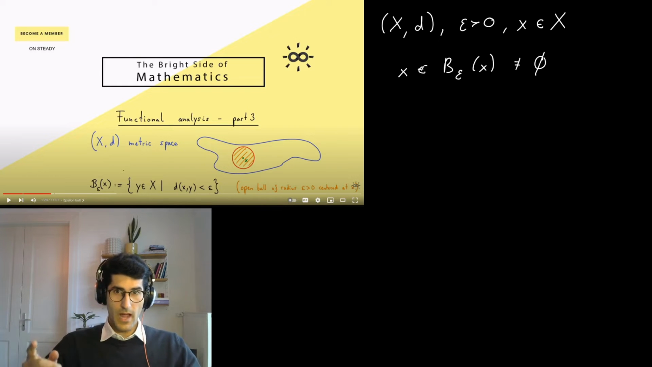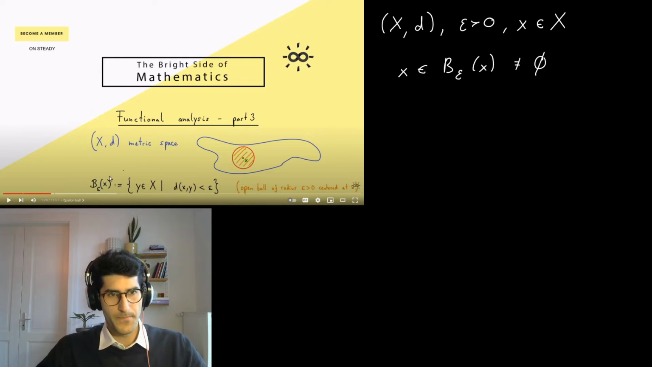So, how do we prove this? Let's look at the definition of the epsilon ball again, here on the left. The epsilon ball with radius epsilon and center x contains all y of X such that the distance of x to y is smaller than epsilon.